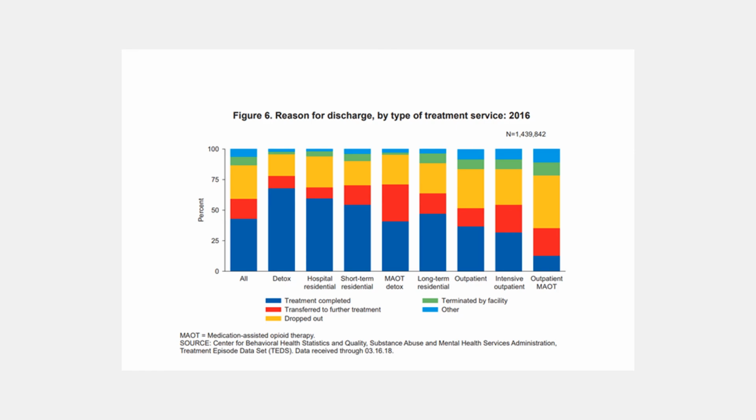Whereas if you look at the last bar, which represents outpatient medication-assisted opioid therapy, we see that the successful completion of treatment, that blue section at the bottom, is a lot lower. So that's less than 25% successfully completing that type of treatment. And it looks like the largest group in that treatment is the yellow section, which is that they're dropping out. So this gives us some interesting information about how successful these different treatment services are in terms of this study.